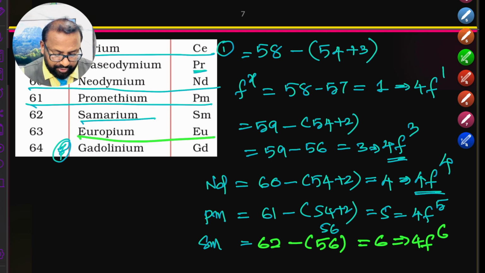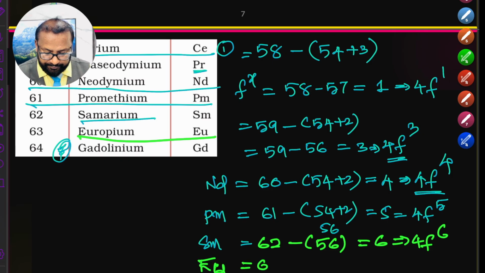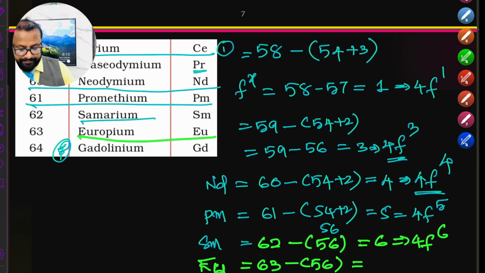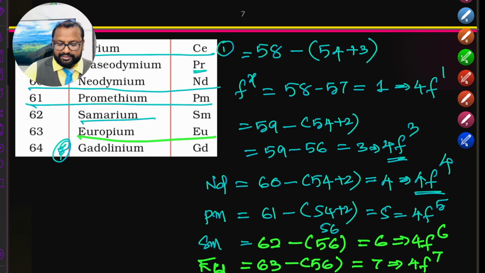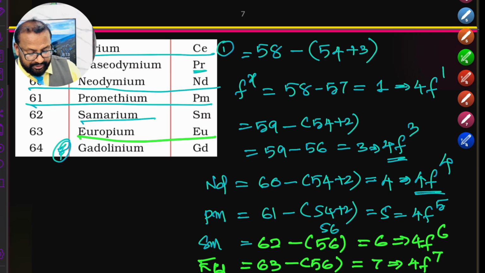Let us talk about europium. Europium is 63. So 63 subtract 56. When you subtract 56 from 63, it will be 4 plus 3 equal to 7. That means it would have 4f7 configuration. Europium will have 4f7 configuration.